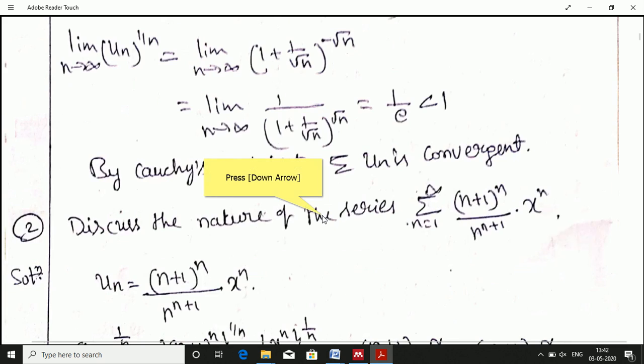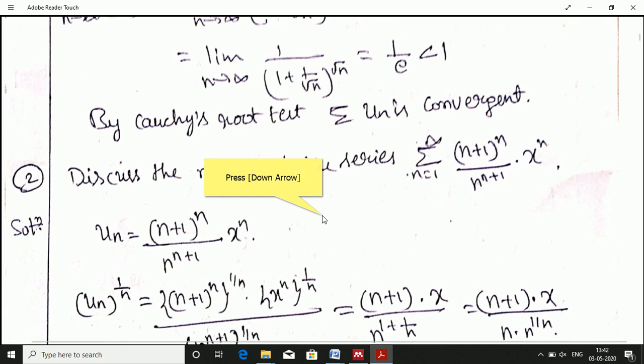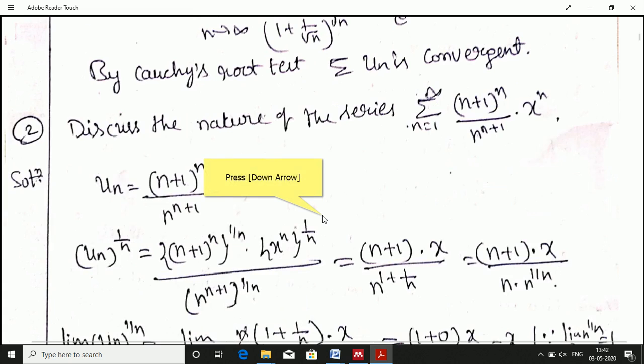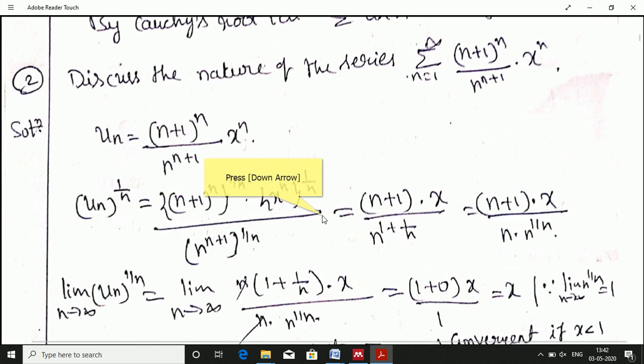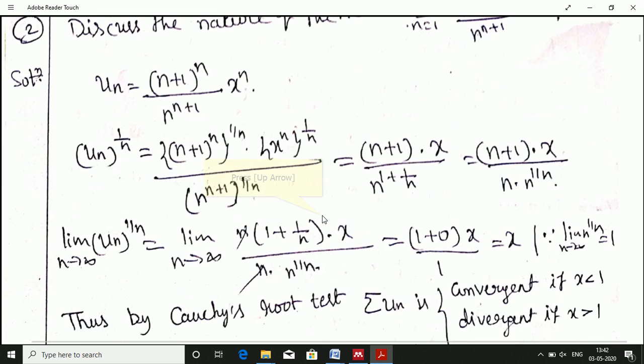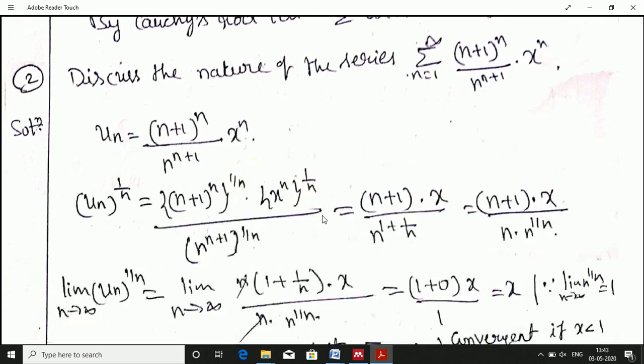One more. Discuss the nature of the series, sigma n equals 1 to infinity of (n+1)^n times x^n divided by n^(n+1).